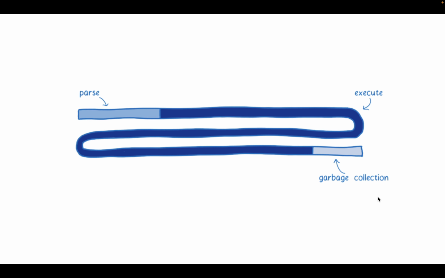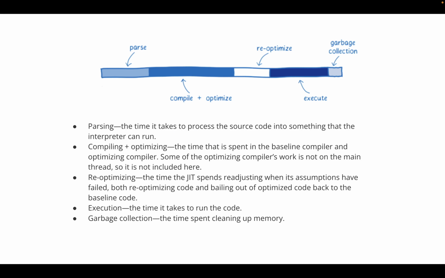This is how the JavaScript execution timeline looked back in the day. First you have to parse it, then you have to execute it, and then after a long execution cycle, you hit garbage collection to get rid of the unused objects. This is kind of how JavaScript works today. There are a couple of different segments to this timeline: we have parsing, optimizing and compiling, re-optimizing, execution, and garbage collection.